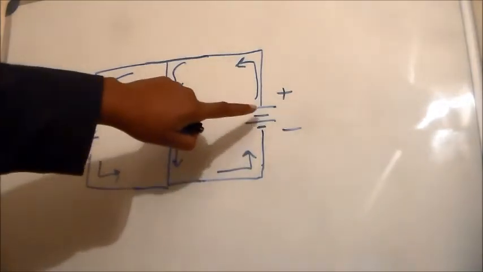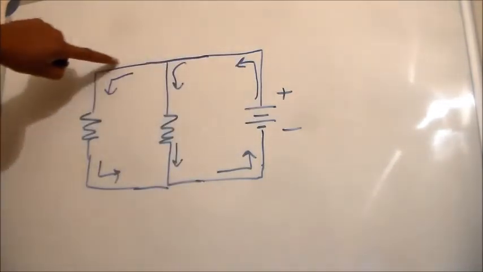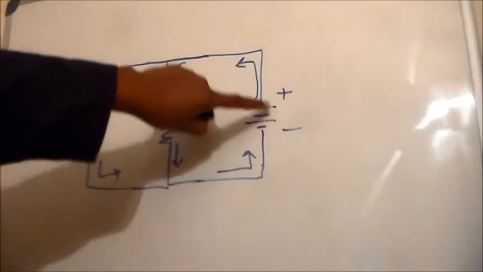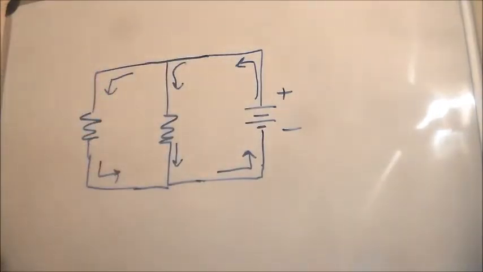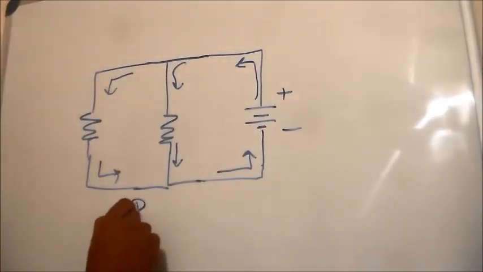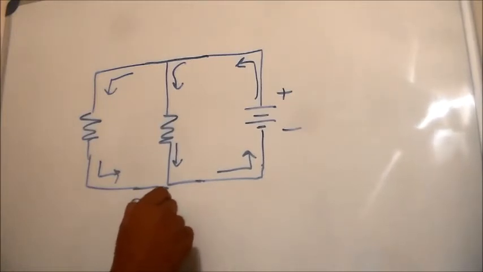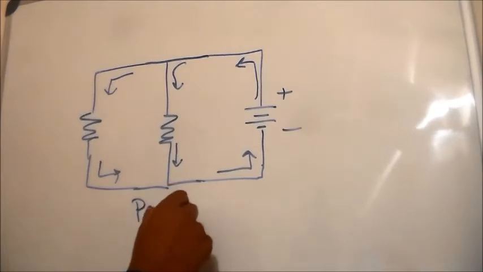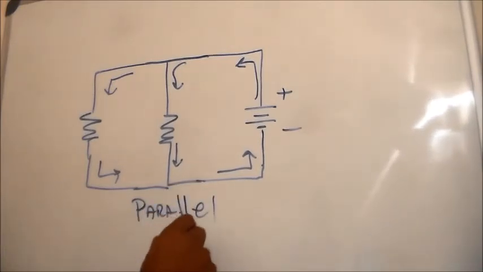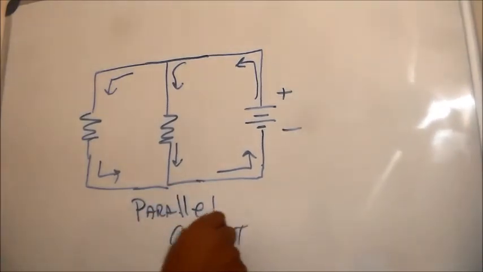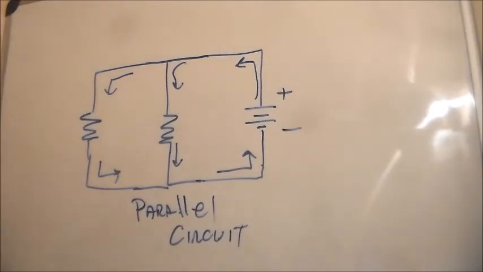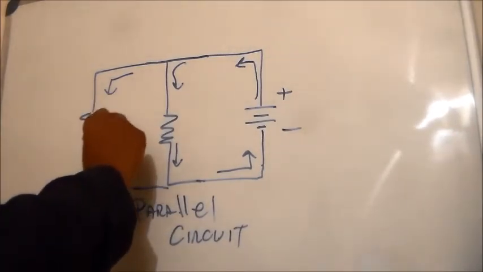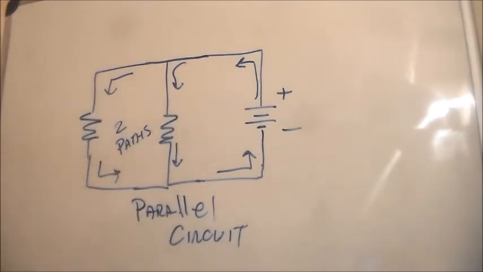We're leaving the battery. We have the big path, and then we have the smaller path. So this is a parallel circuit. I'll just put PARA, a parallel circuit. So there are two paths for electricity to flow.